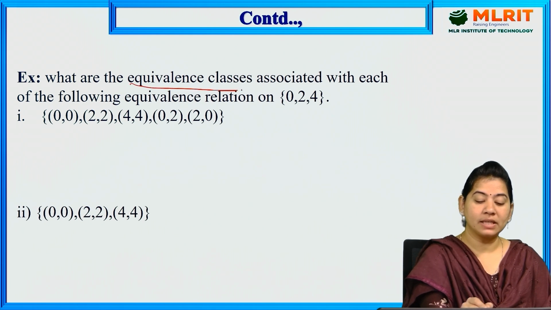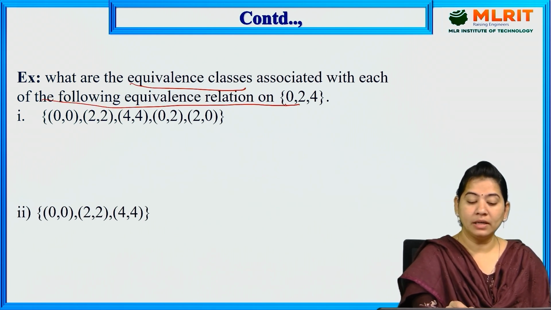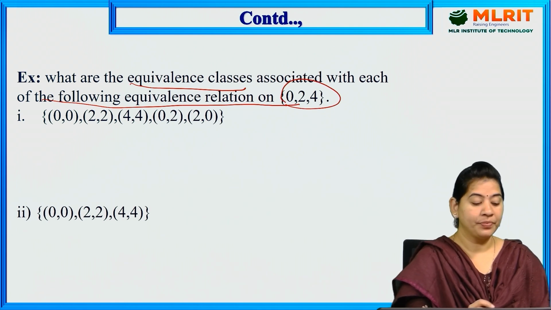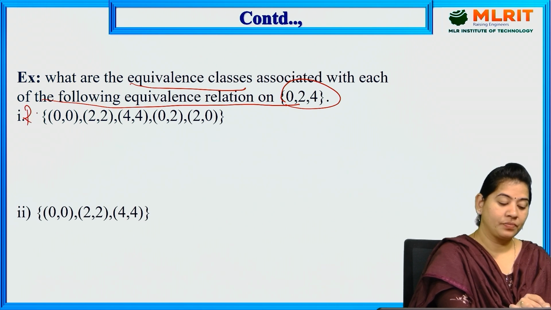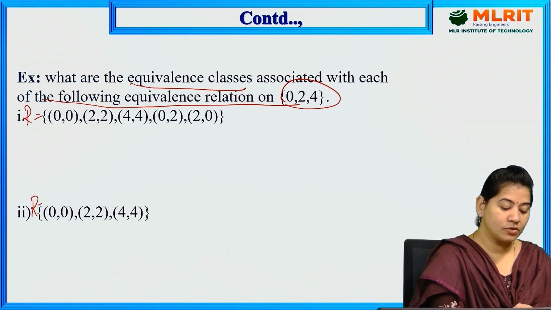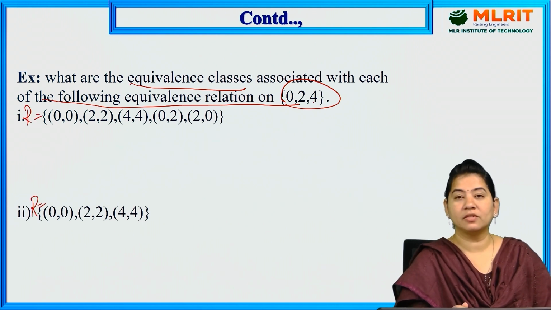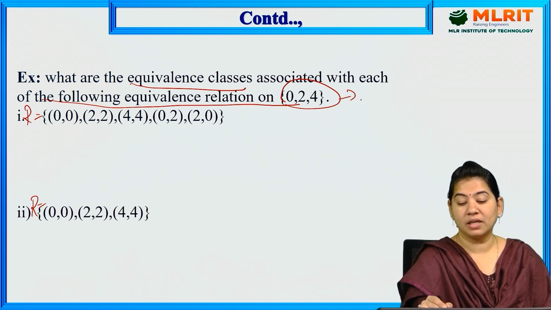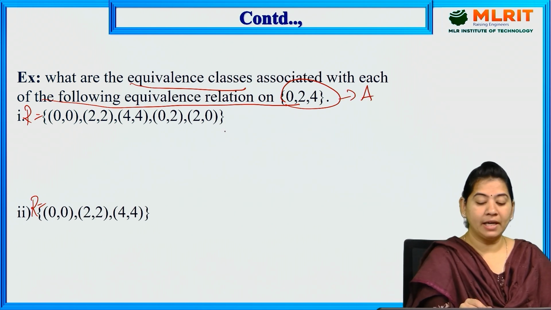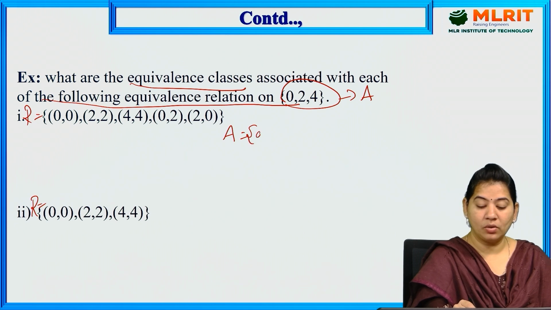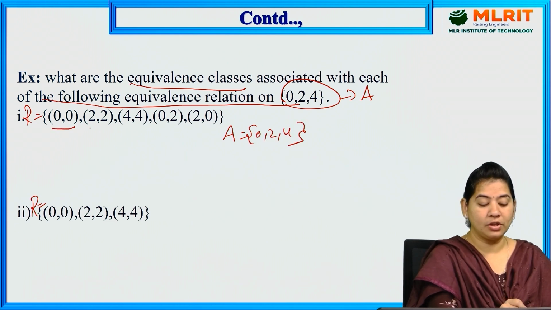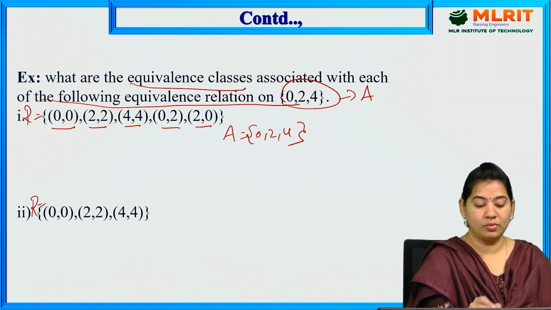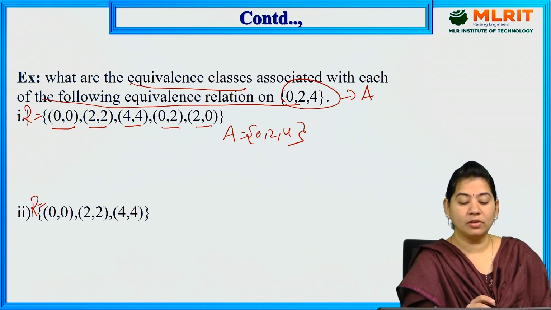What are the equivalence classes associated with each of the following equivalence relations on {0, 2, 4}? Here we have two questions. These are nothing but relations R, and this is also R. And the given set, we have to consider it as set A. So here set A is equal to {0, 2, 4} and R is equal to {(0, 0), (2, 2), (4, 4), (0, 2), (2, 0)}, and they are saying to find out the equivalence classes.